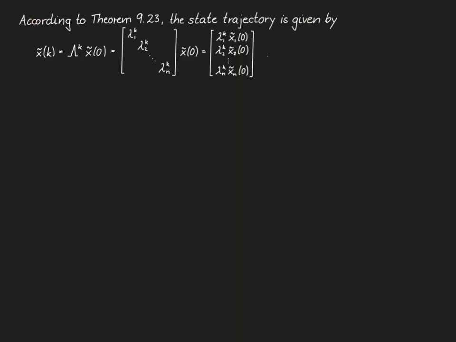According to Theorem 9.23, the state trajectory of the Jordan canonical form is given by x tilde of k equals the matrix Lambda to the power k times the initial condition x tilde of 0. Since Lambda is a diagonal matrix, we can also express Lambda to the power k as the diagonal matrix which has all the eigenvalues lambda 1 through lambda n to the power k on its diagonal. Multiplying this diagonal matrix with the initial condition yields the vector lambda 1 to the power k times x tilde 1 of 0, lambda 2 to the power k times x tilde 2 of 0, and so on down to lambda n to the power k times x tilde n of 0.